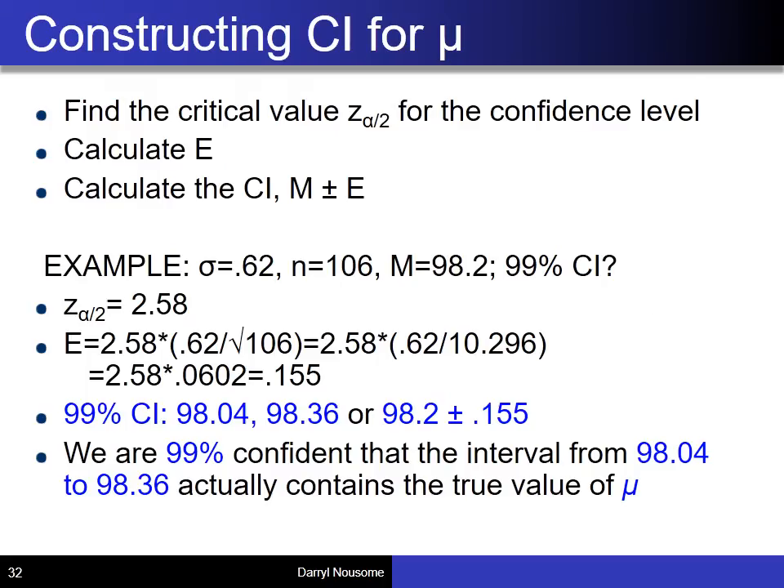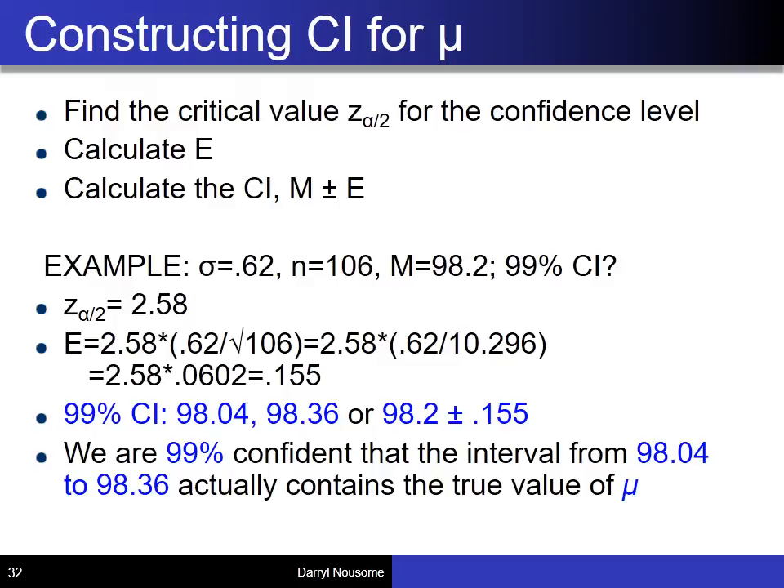So constructing our confidence interval for mu is pretty straightforward. We find the critical value, so whatever value we choose to use. We calculate the E, then we calculate the confidence interval, which is just the mean plus or minus that margin of error that we're given. So try this example out here.